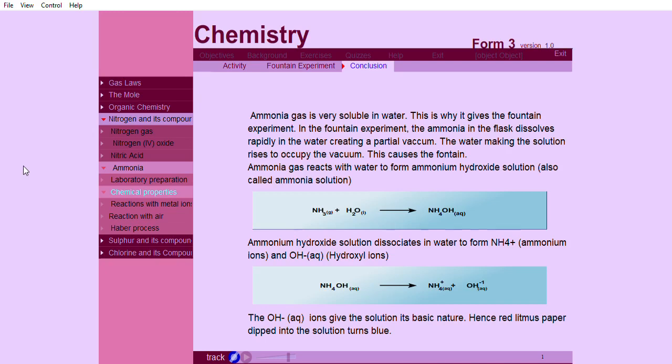This causes the fountain. Ammonia gas reacts with water to form ammonium hydroxide solution, also called ammonia solution. Ammonium hydroxide solution dissociates in water to form ammonium ions and hydroxyl ions. The hydroxyl ions give the solution its basic nature. Hence, red litmus paper dipped into the solution turns blue.